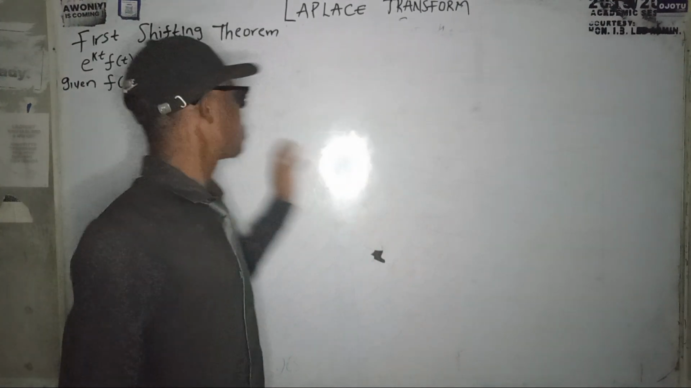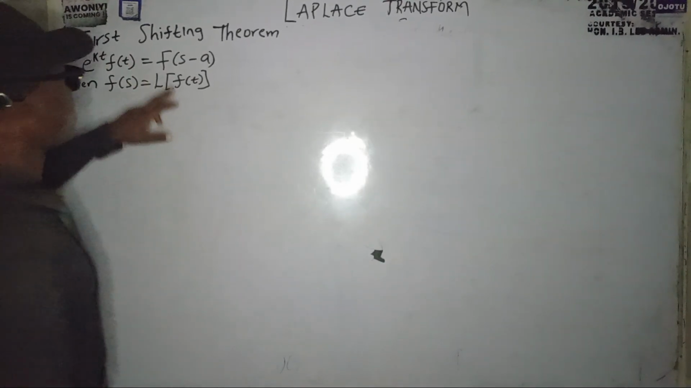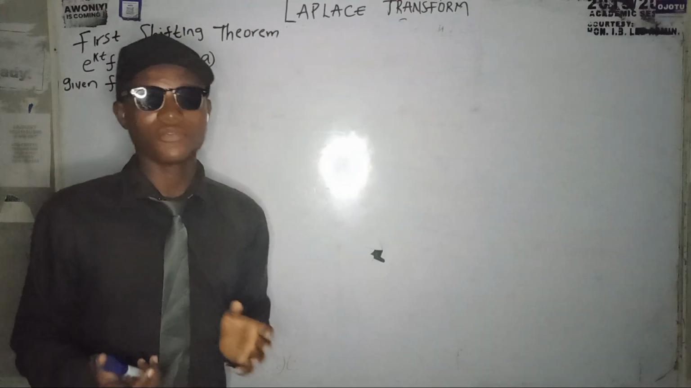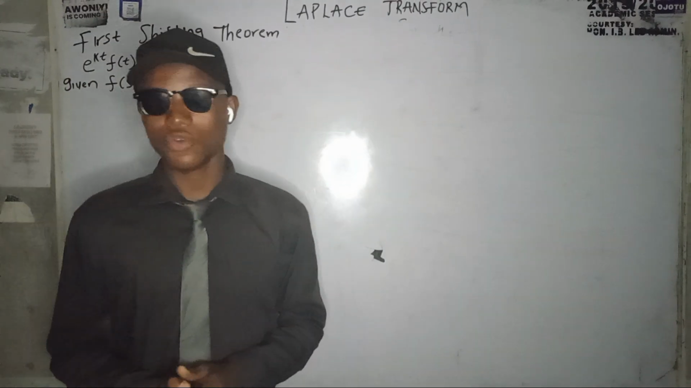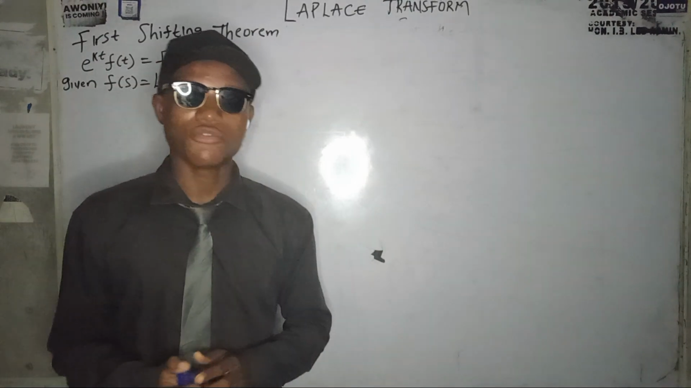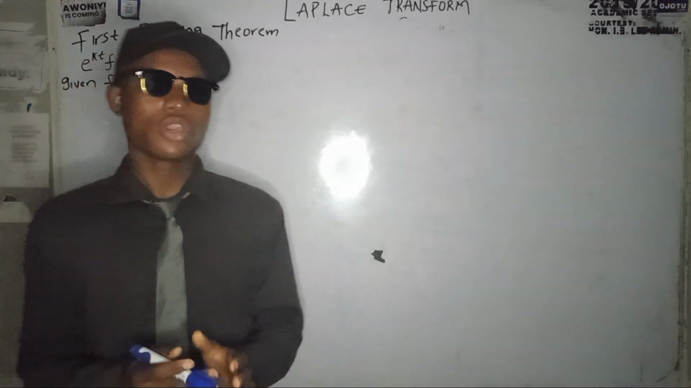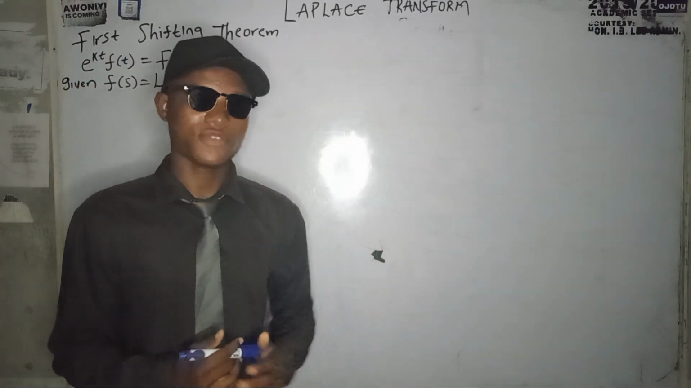It says that the Laplace transform of e raised to power kt multiplied by f of t is equal to F of s minus k instead of F of s, provided that F of s is equal to the Laplace transform of f of t. So I'm going to be solving a question on this type, the first shifting theorem.